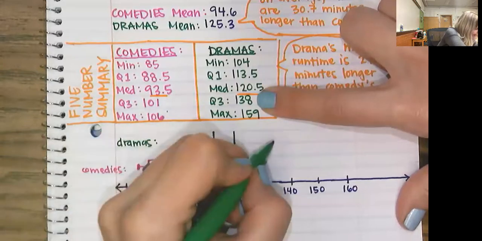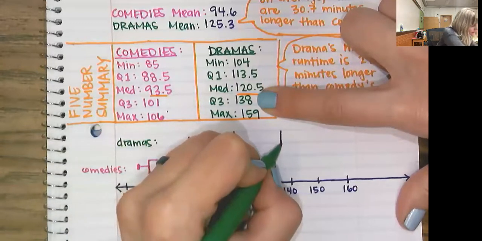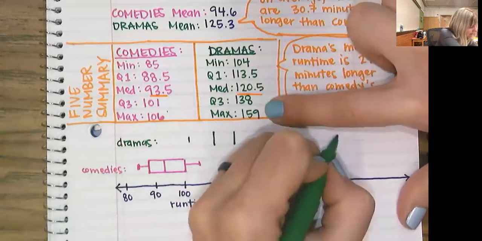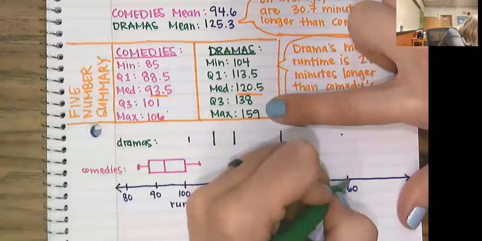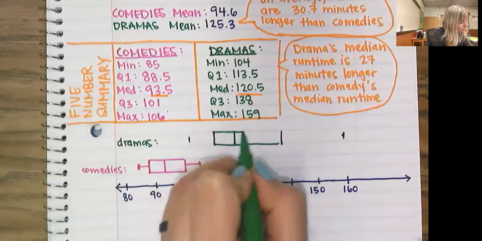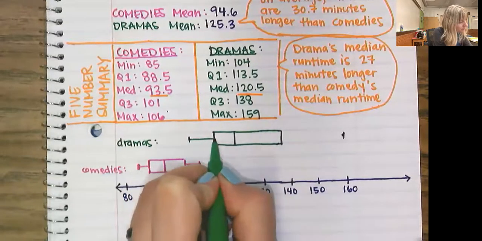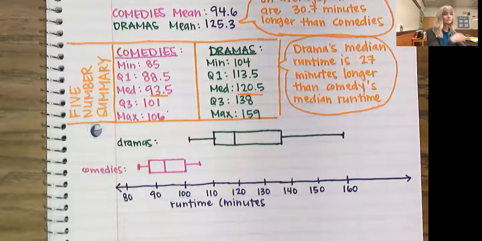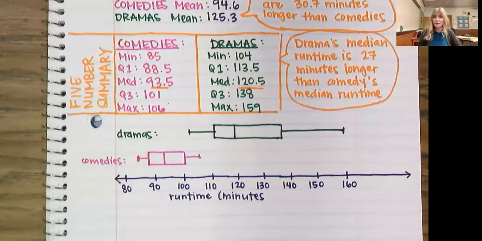Q3 is 138. And then max is 159, which is almost to the top there. Here's my box in the middle, down to the minimum, up to the maximum. Now look at this visual here. Is there stuff that you immediately see now in comparing dramas and comedies that you didn't necessarily see with the list of numbers? This is the power of a statistical visual, it really helps us see some things.